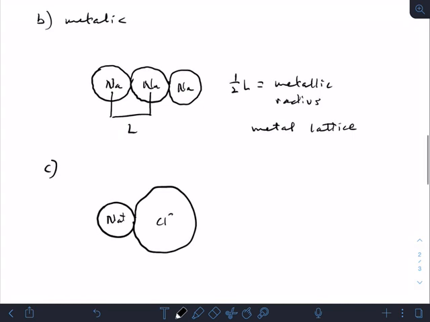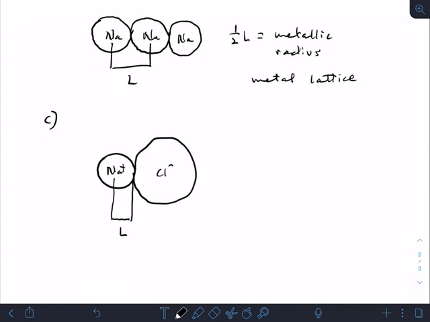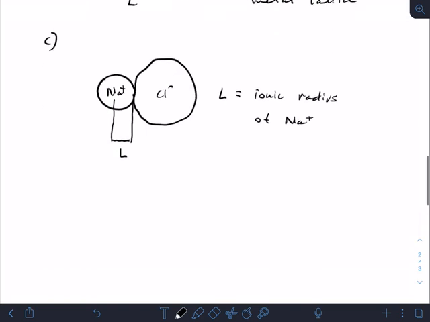Aren't my circles nice? Okay. And here, I'm going to go from the edge of one to the center, and that becomes L. Okay? And with ionic, L is just the ionic radius. In this case, of sodium plus. Okay? So with all of this, how can we predict it?